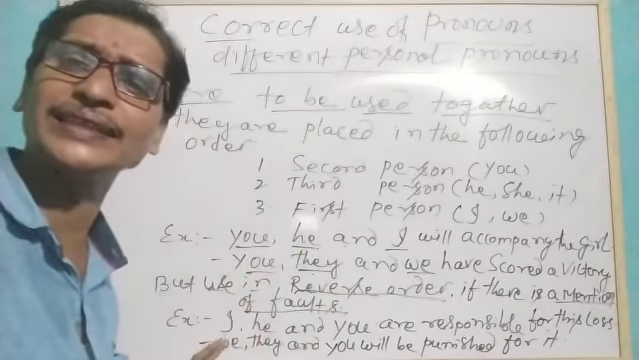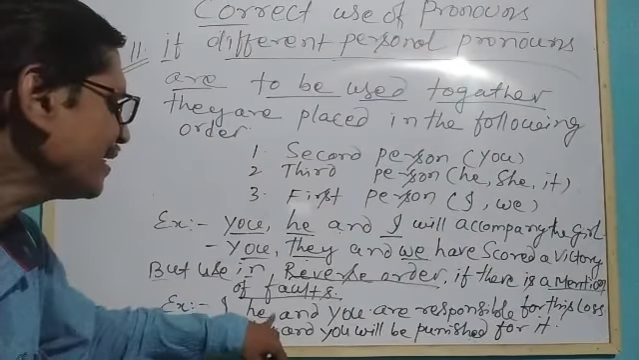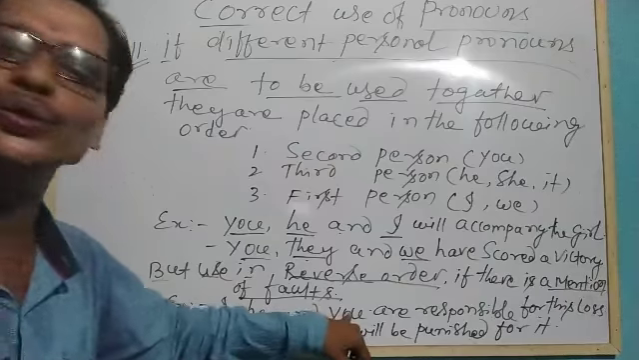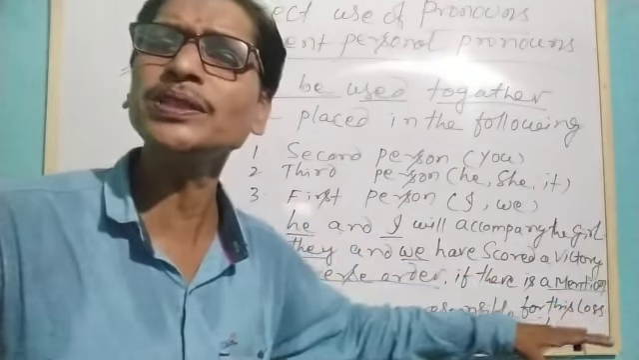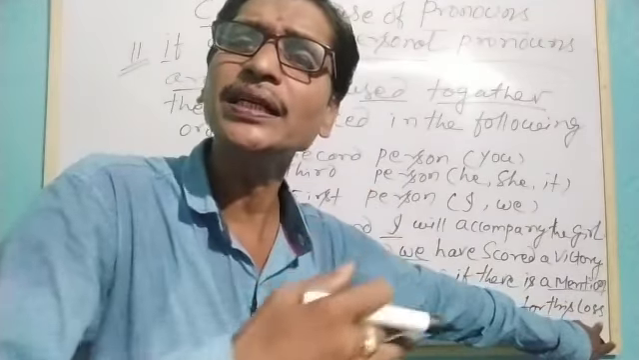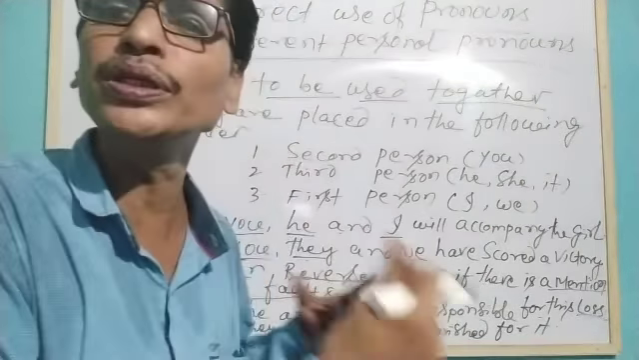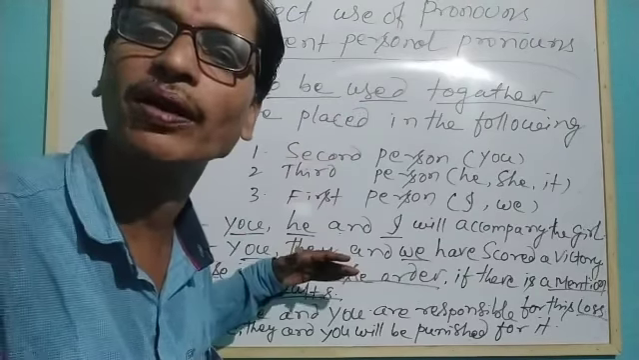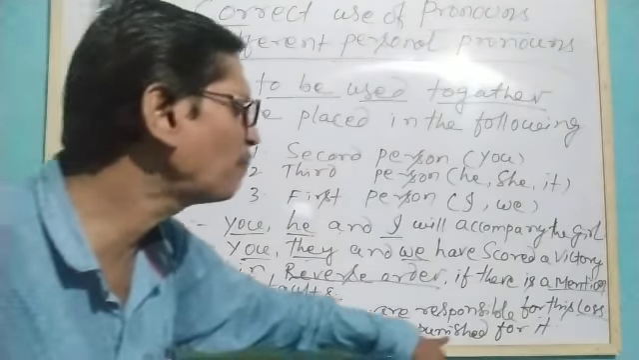Let's understand the examples given over here. I, he and you. That means I is first person, he is third person and you is second person are responsible for this loss. Loss means what? When we have fault, we have loss. This loss is mentioning our fault. Therefore, when it comes to the loss, we have to use the personal pronouns in reverse order, not as in normal order. Okay? So similarly, we, they and you will be punished for it.